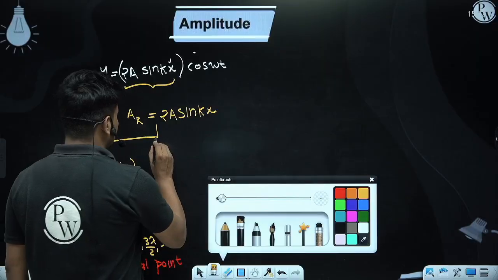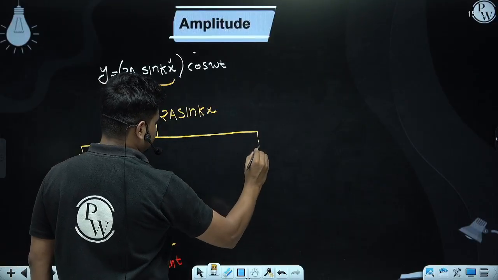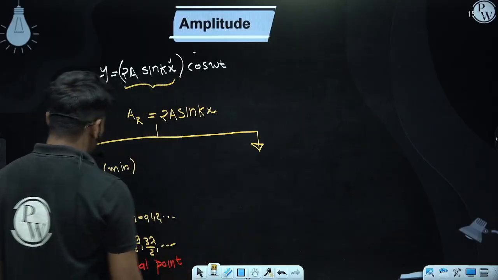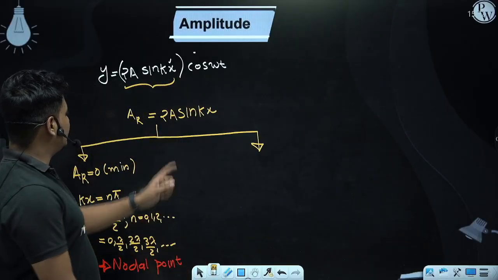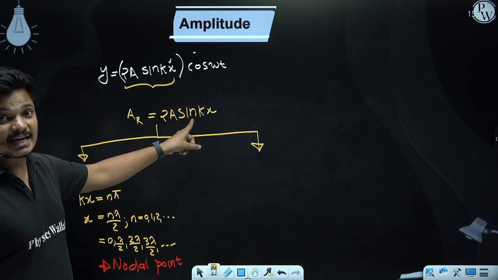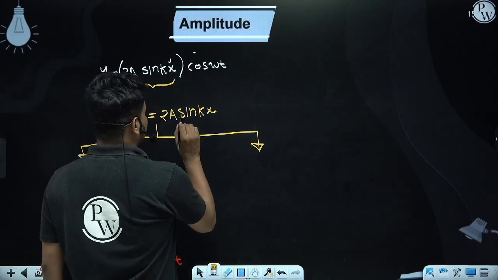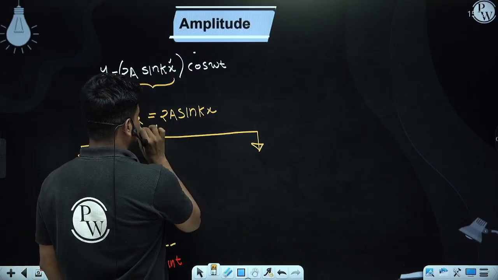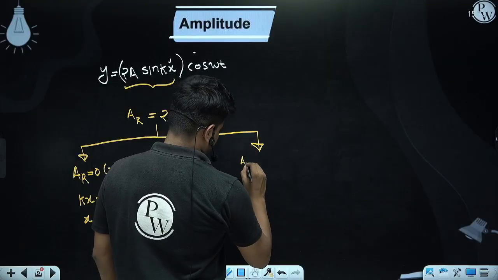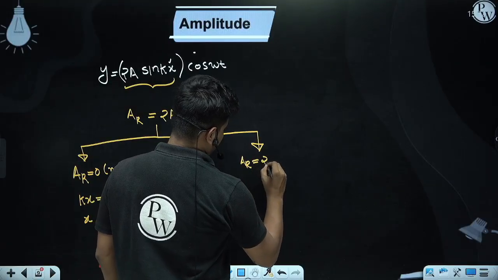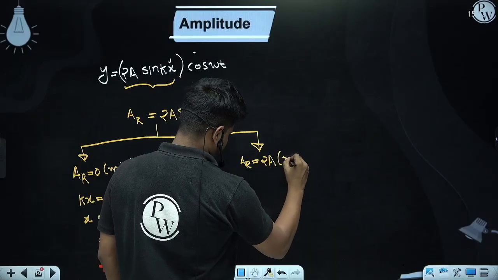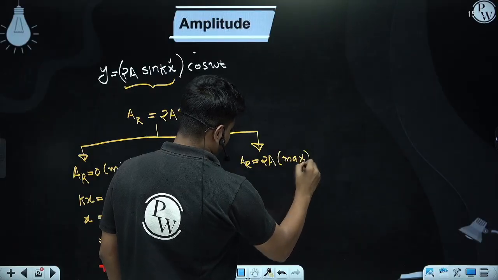I'm going to check what the maximum value is. When sine kx is at its maximum, what is the maximum value of sine kx? It is 1. So if sine kx is 1, what is the resultant amplitude? Our resultant amplitude becomes 2a. So this is the maximum value.